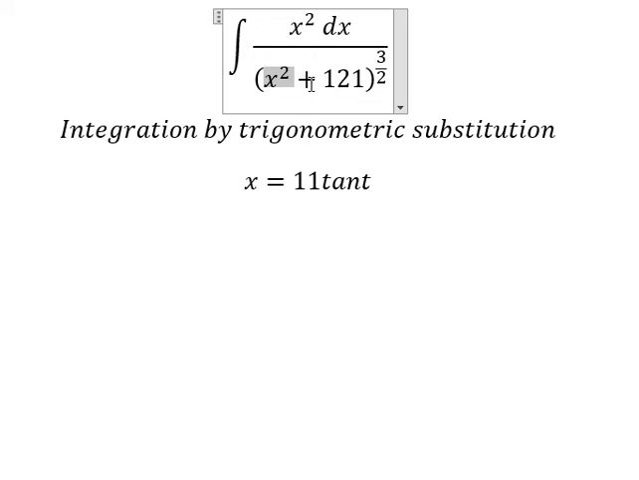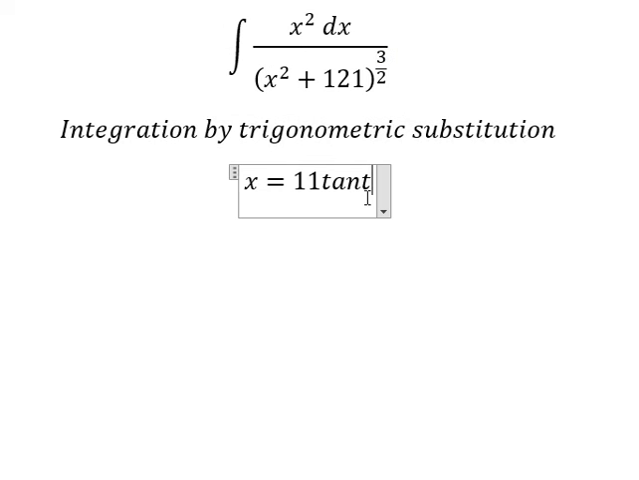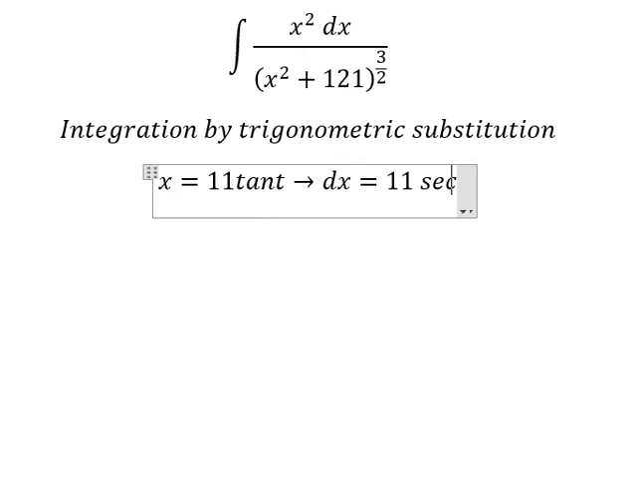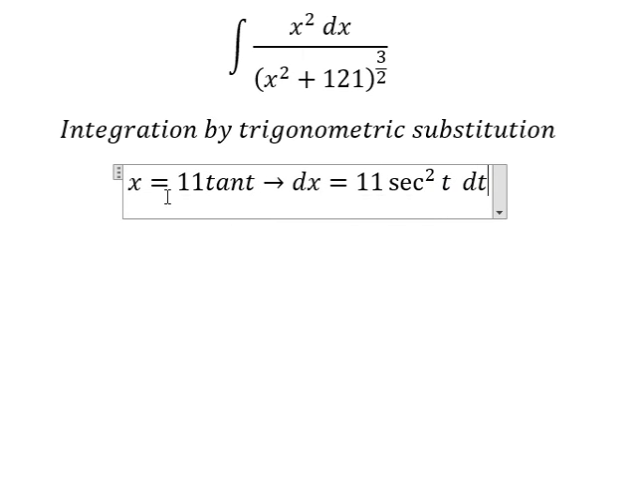Tan t square plus 1, we change to secant of t square, and later we simplify the power 3/2 and ds. For ds we have 11 secant of t square dt, because we need to first take the derivative of tan t, and you get this one.